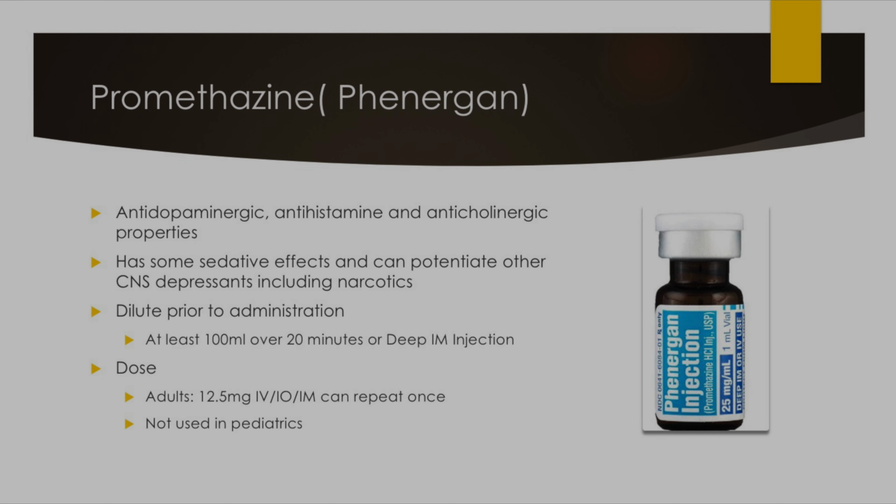Adult dosing is 12.5 milligrams IV, IO, or IM, and it may be repeated once. It is not used in pediatrics in the pre-hospital setting. The main takeaway is that promethazine can be effective, but it requires careful administration and monitoring due to sedation, tissue irritation, and dopamine-related side effects.